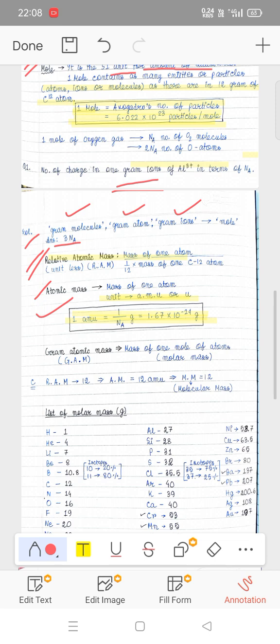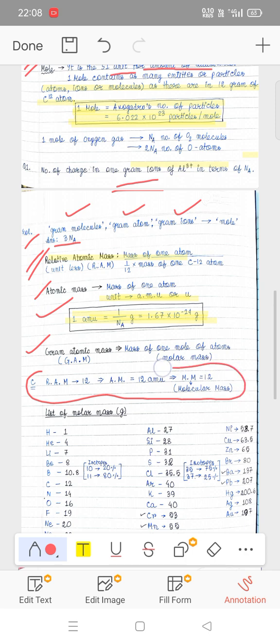Next we are coming to gram atomic mass. Now what is this gram atomic mass? Mass of 1 mole of atoms, represented by GAM. 1 mole of atoms means molar mass. Now RAM of carbon is 12, so atomic mass is 12 AMU. Now molecular mass is 12. This is very important, you should understand this.